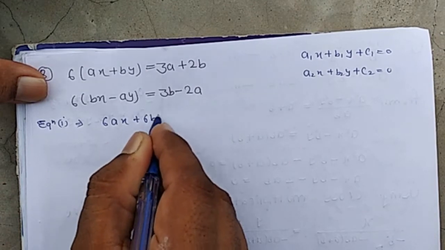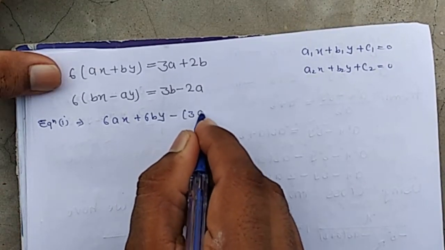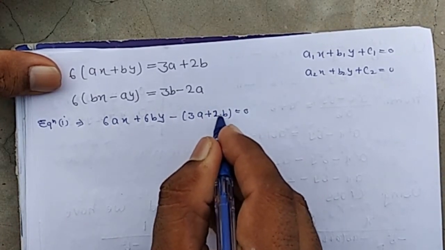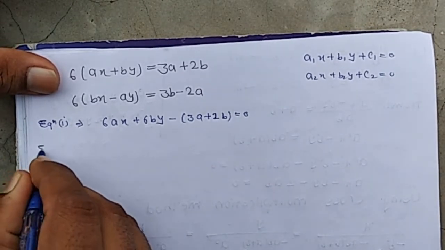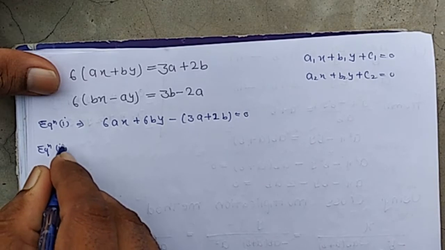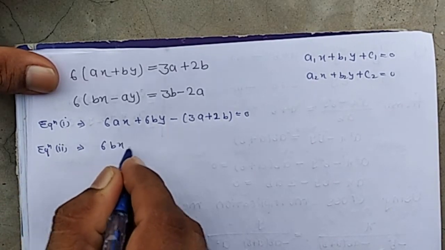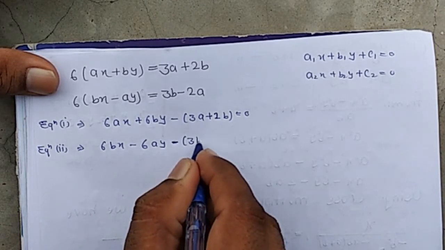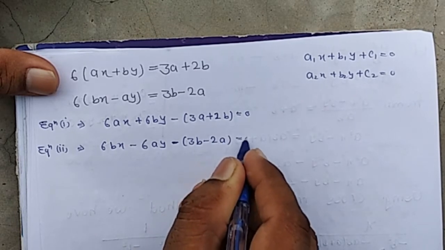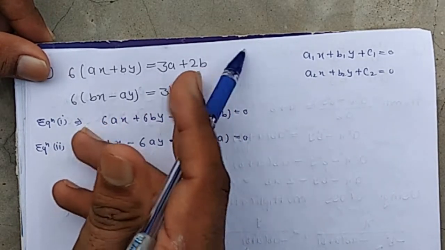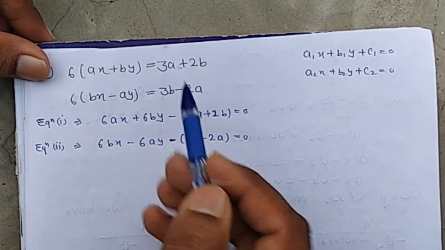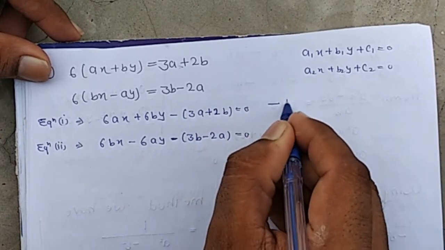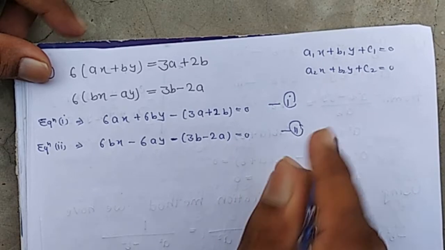6ax plus 6by minus 3a plus 2b equal 0. Equation 2: 6bx minus 6ay minus 3b minus 2a equal 0. So 6ax plus 6by minus 3a minus 2b means minus bracket 3a plus 2b. Similarly for the second, it is equation 1 and it is equation 2.